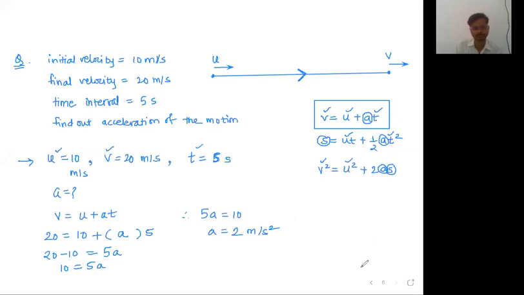Very good. Initial velocity given, final velocity given, time interval given, acceleration asked. Done. CW. Sequentially एक एक गोष्ट जरा समजून घ्या. Yes, very good. Now, next question.